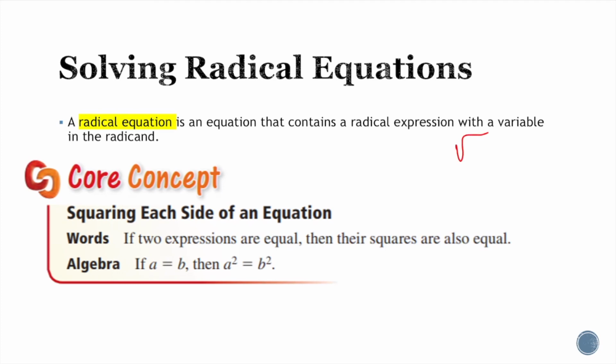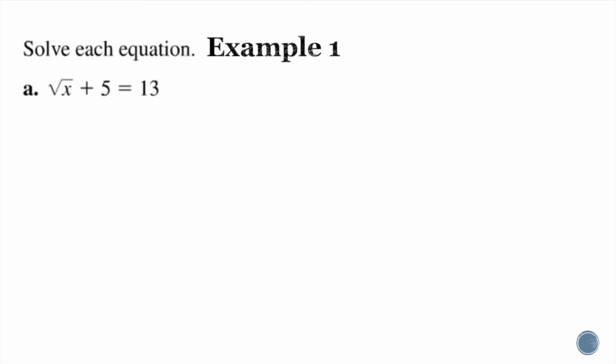With a variable in the radical, like you see in the bottom. So in order to do this, if two expressions are equal, then the squares are also equal. So if I say 5 is equal to 5, well, then that must mean that 5 squared is also equal to 5 squared. And you can see that I have 25 is equal to 25. Perfect. So let's put this into practice.